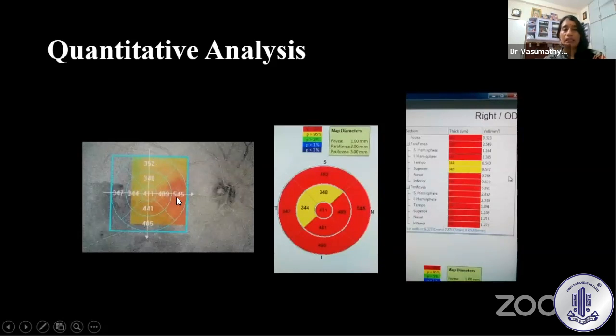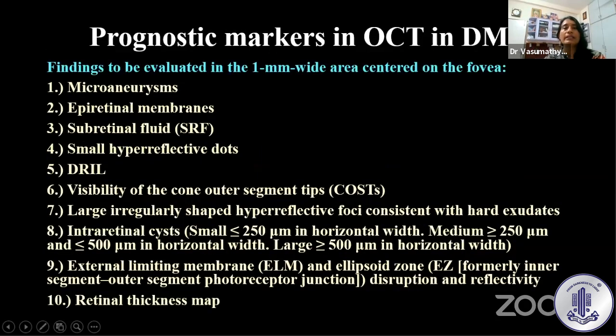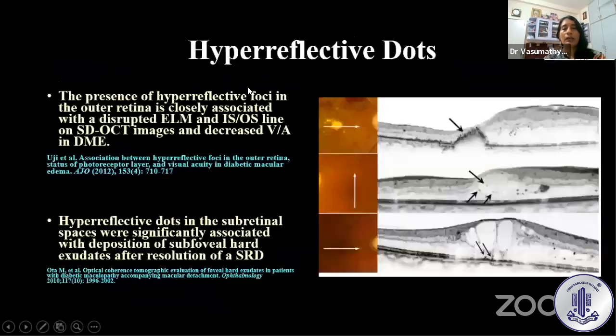OCT also gives us a map of the retinal thickness, and when we see these retinal thickness maps serially, we can get an idea about whether the thickness of the retina is increasing or decreasing. Apart from that, a lot of interest nowadays is on the various OCT biomarkers, the prognostic markers in diabetic macular edema. I have listed all of them here. The most important would be hyperreflective dots, especially in the OCT.